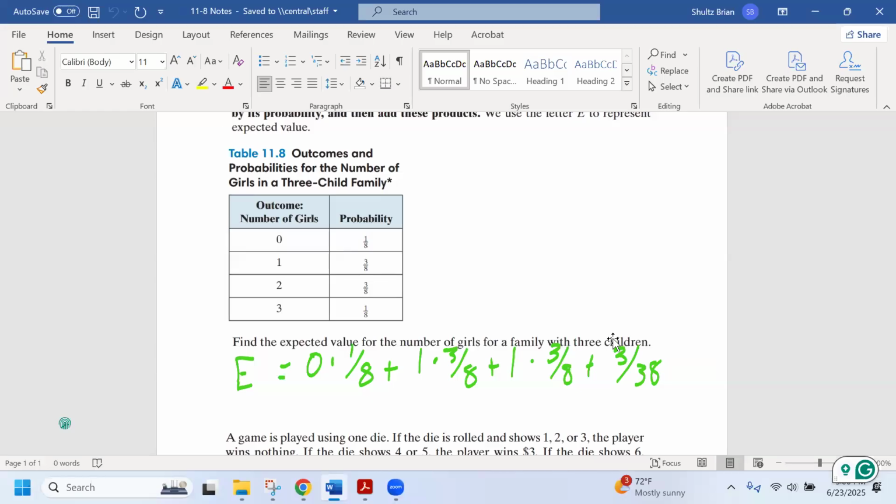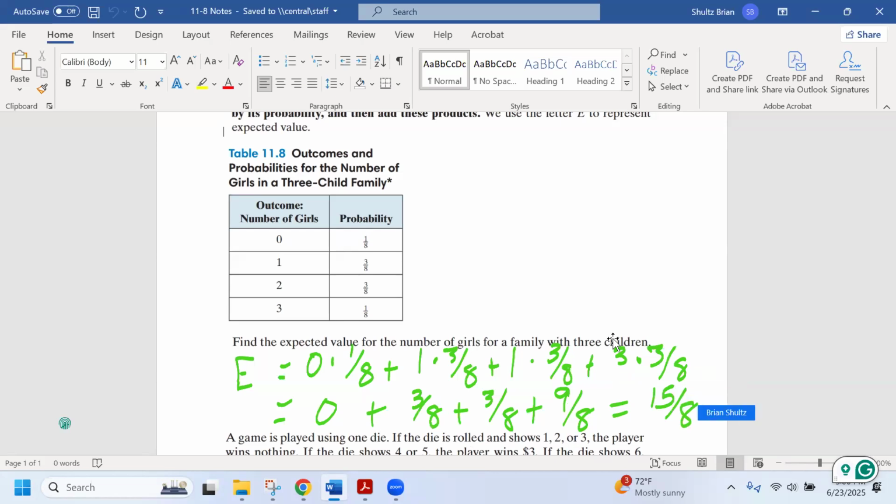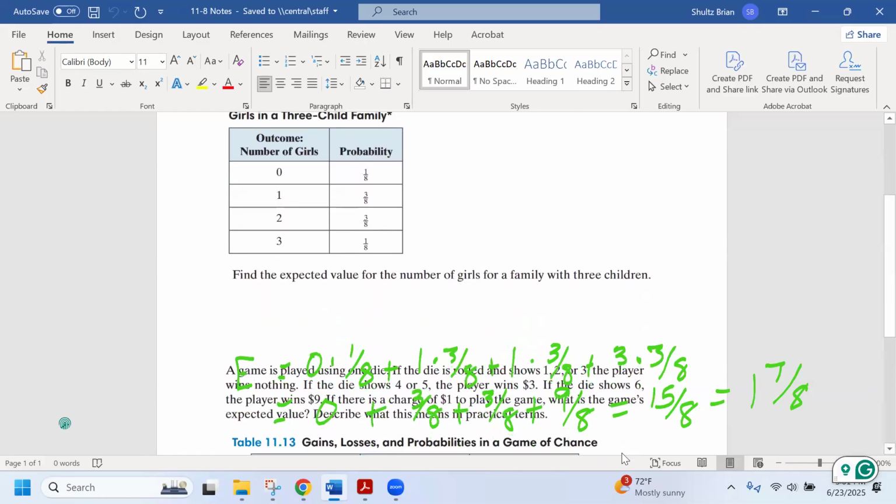Oops, a little ahead of myself. 3 times 3/8 gives me 0 plus 3/8 plus 3/8 plus 9/8, which gives me 15/8. The expected value is 1 7/8. You can expect to have 1 7/8 girls. We know that we can't have a part of a girl, but that's the way it is.